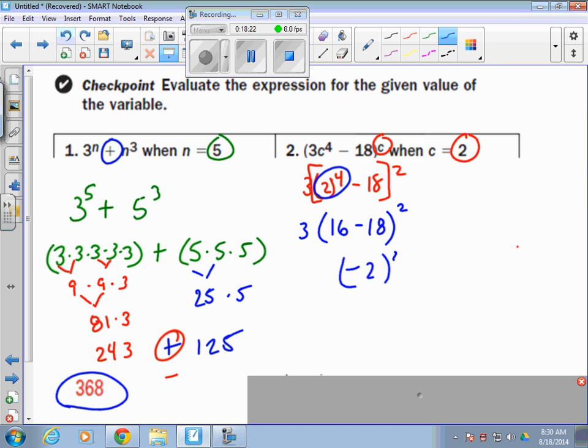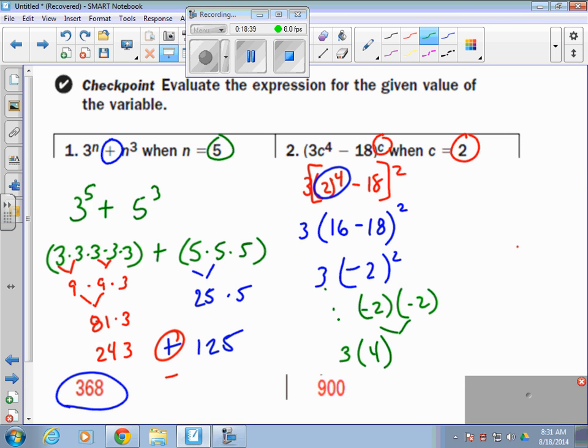It's still in parentheses. You still treat it as if it's in parentheses, which means negative 2 squared, which means negative 2 times negative 2 when you evaluate that exponent. Negative 2 times negative 2 is a positive 4, and when you multiply that times the 3 that's still on the outside, you're going to get not 900, because I made a mistake somewhere. Should have gotten 12. Let me go back and check and see what mistake I made.